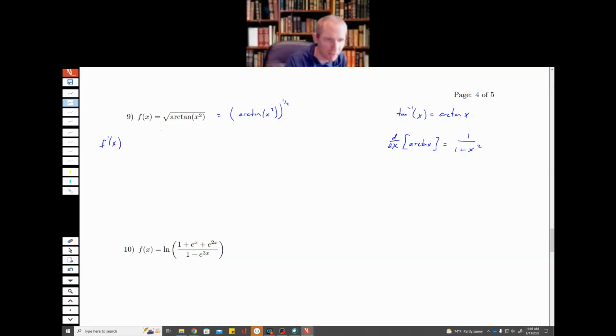When I go to differentiate, my outermost function is stuff to the 1/2 power. So I get 1/2 inside stuff to the -1/2. Chain rule says the inside function stays the same, and then you multiply by the derivative of the inside function. Okay, so that's the first chain rule step. Now, the derivative of the inside function, arctangent of x squared, is its own chain rule problem.